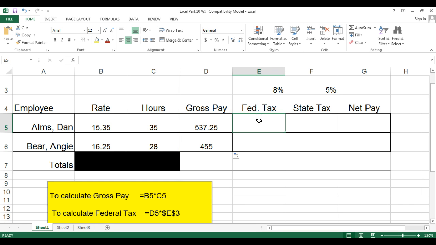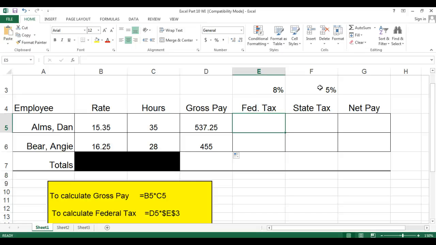Alright, now over to federal tax. Federal tax and state tax, you're going to have to individually calculate each one. For federal tax, you're going to multiply with the gross pay, and notice there's the 8% here, and state tax, you're going to have to multiply with the gross pay. Now there's something new I'm going to teach you, and you're going to need to use it with this spreadsheet.